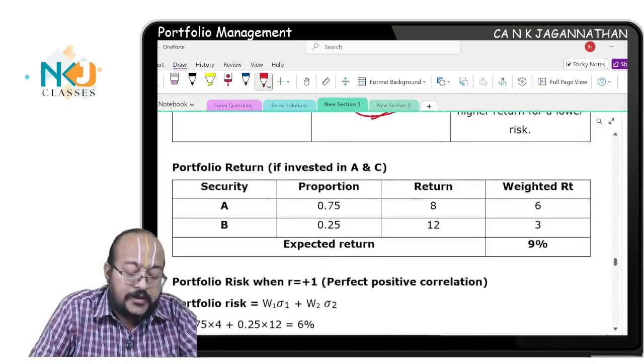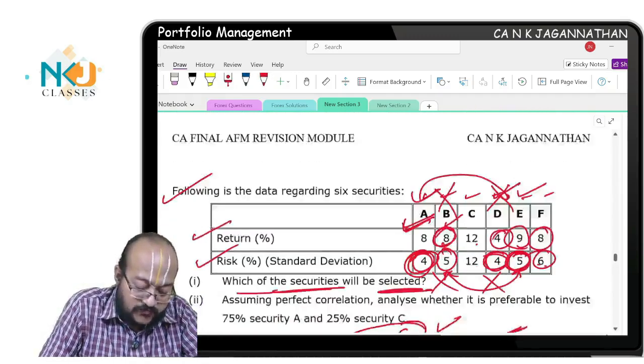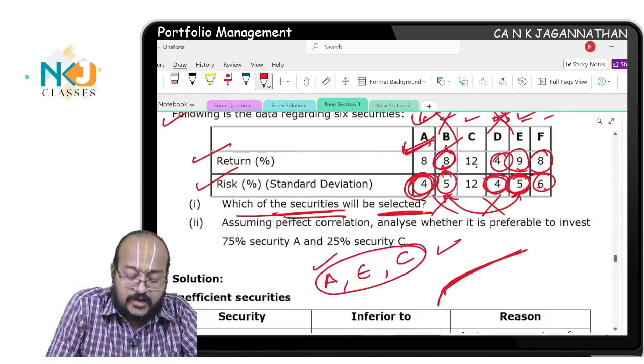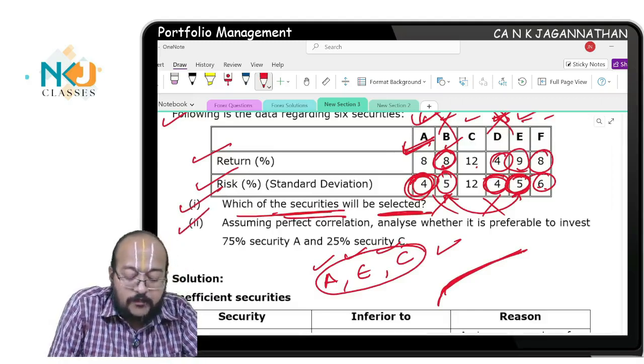Are you all understanding? Now, portfolio return if invested in A and C. This is the first part of the solution. Which of the three securities? A, E and C will be selected. The solution is over. Next, part 2, assuming perfect correlation.